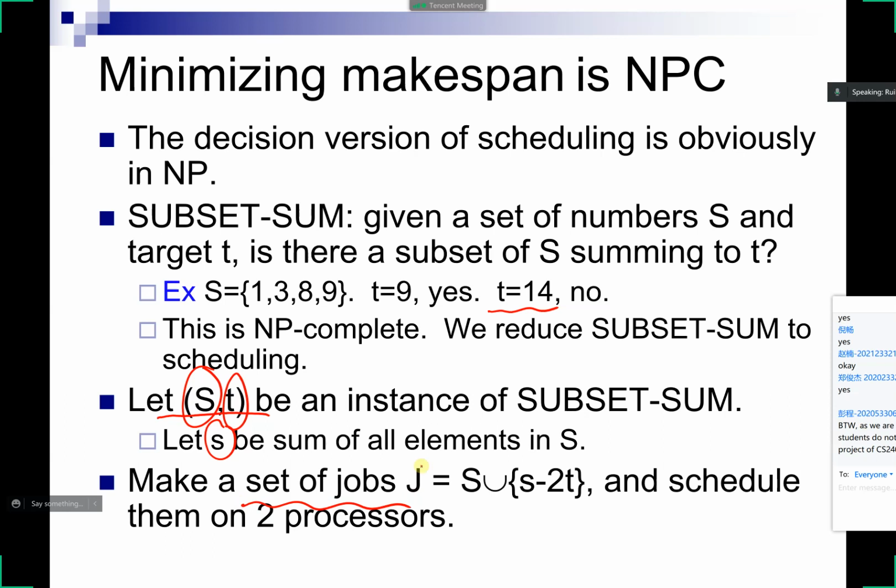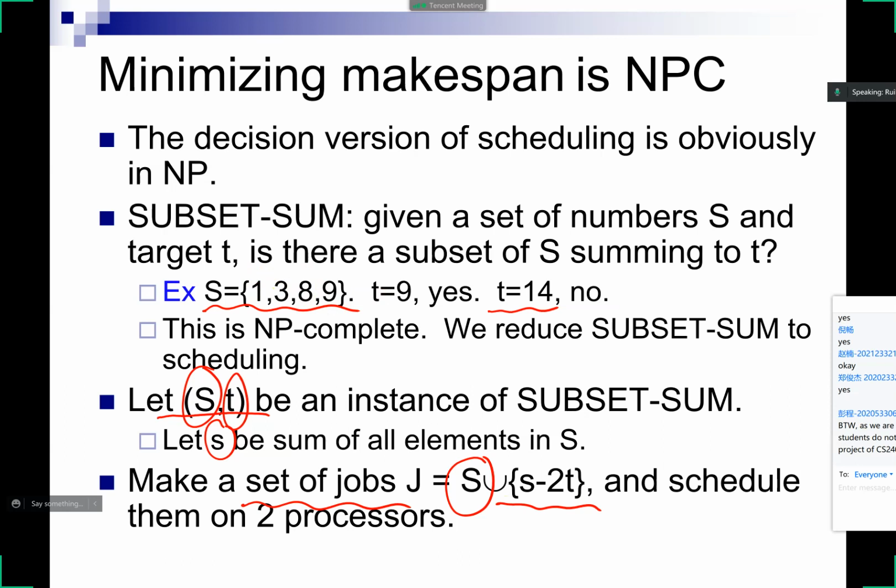The set of jobs we're going to create is just, we're going to take all the numbers in S, and we're going to create one job for each number. So for example, over here, we would just create 4 jobs. And the jobs have size just what the number is. So they have sizes 1, 3, 8, 9. And then we're going to add one more job.